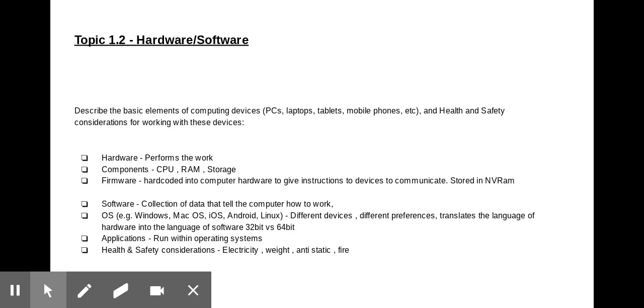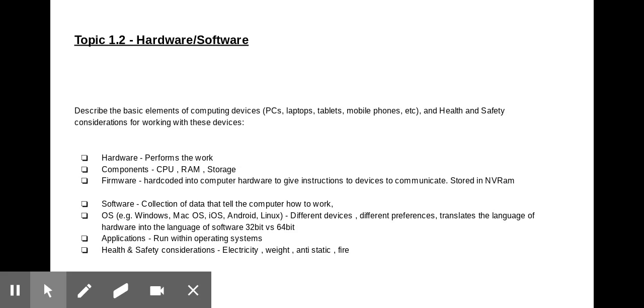Software is a collection of data that tells the computer how to work. Don't get operating systems and applications mixed up, because applications sit on top of operating systems. Operating systems are installed on different devices. So, for example, a Mac uses Mac OS, a Google Chrome netbook will use Android, and an operating system simply translates the language of hardware into the language of software.